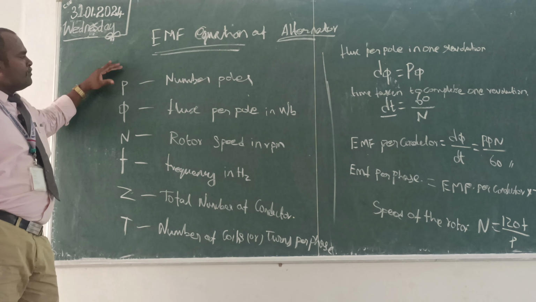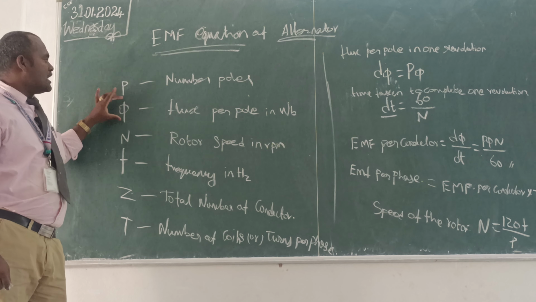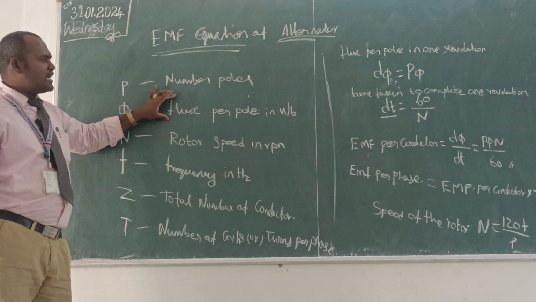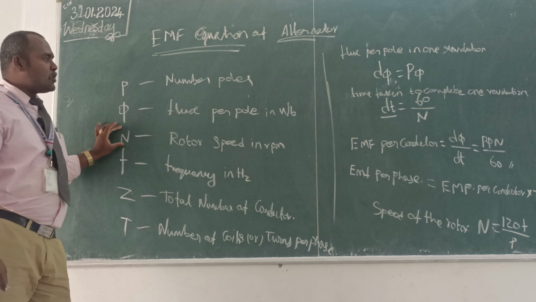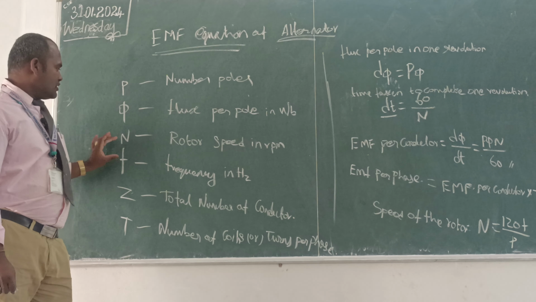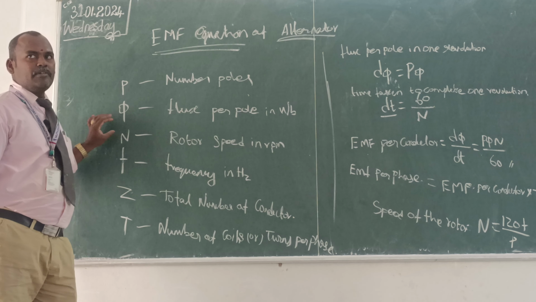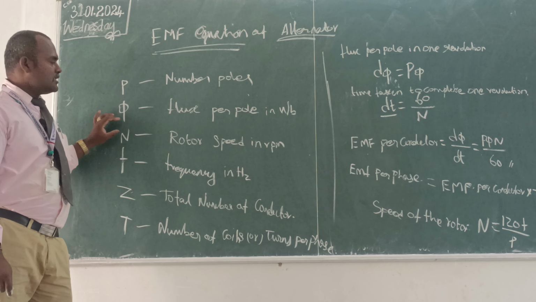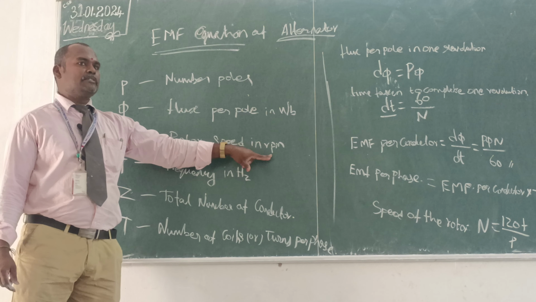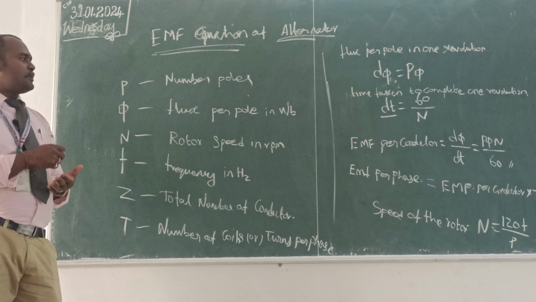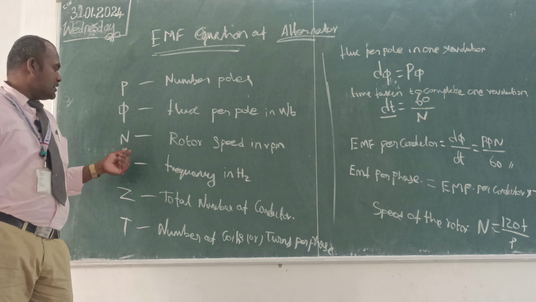So here are the basic fundamental notations. P is the number of poles and phi is the flux per pole, in Weber. N is the rotor speed in RPM. Here we give the mechanical input, so we allot the notation capital N to the speed of the rotor in RPM, revolutions per minute. How many revolutions are made per minute, that is the speed.